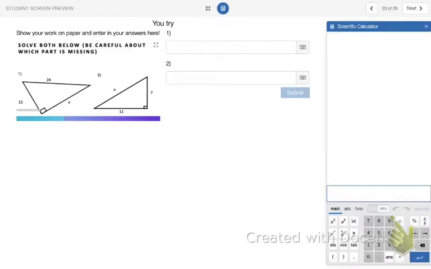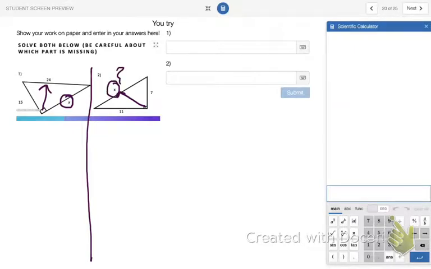Alright, hopefully you have noticed that on one of these, we actually are missing a leg, and on the other one, we're missing the hypotenuse. So on the first one, we have the hypotenuse and we're missing a leg. And on the second one, we are missing the hypotenuse. This is what we're trying to find.